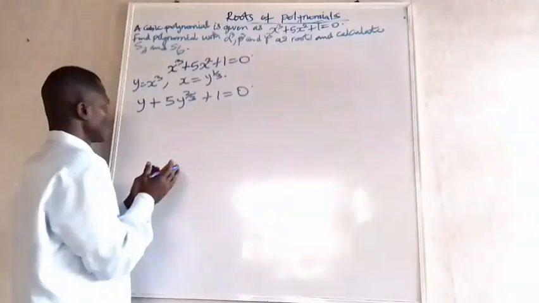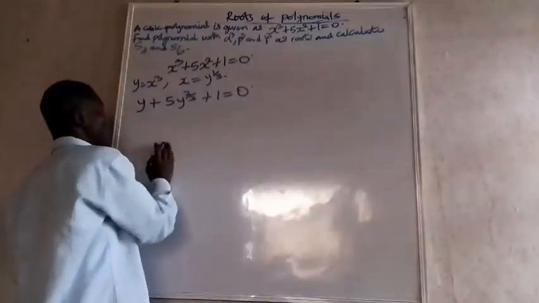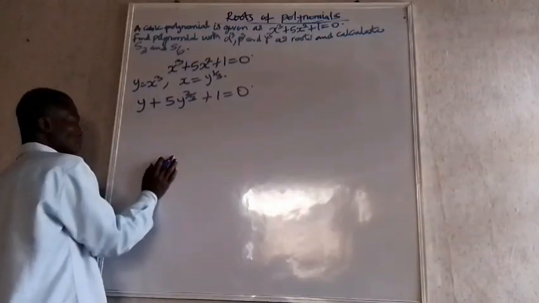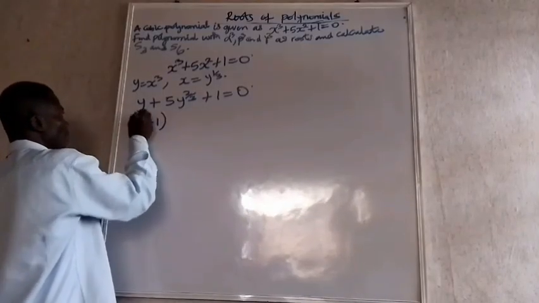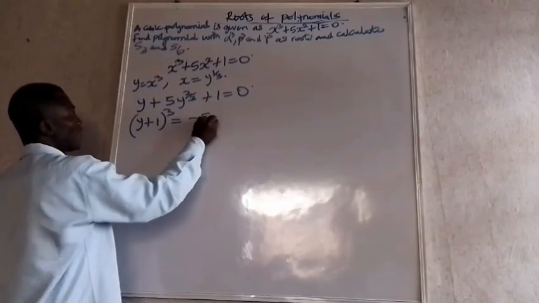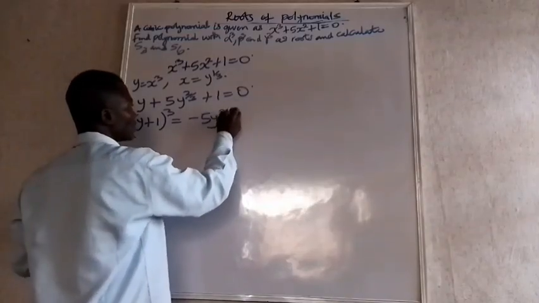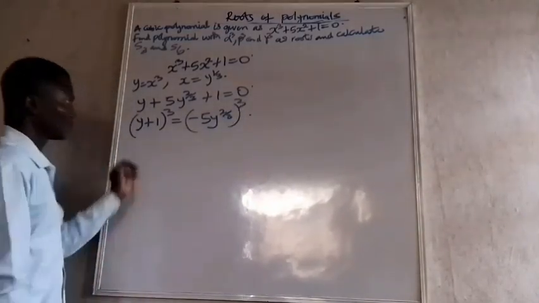Now let's rearrange it so that by the time we cube both sides, the fractional power will have disappeared. So let's make it like this: y plus 1 is equal to minus 5y raised to the power 2 over 3, all cubed. Now let's expand.